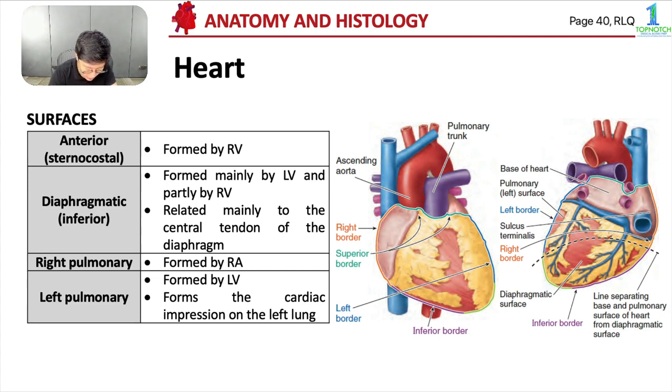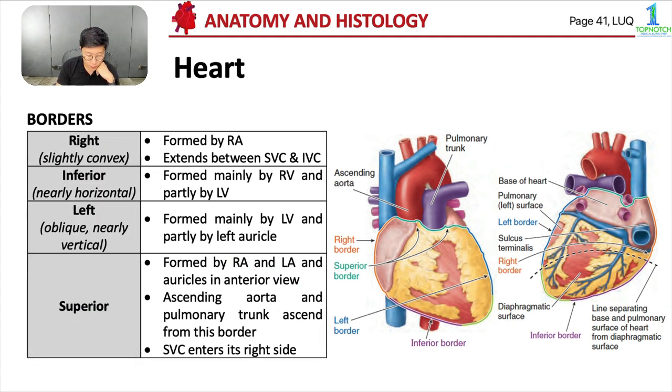You have your anterior or sternocostal surface formed by the right ventricle, a diaphragmatic surface formed mainly by the left ventricle and partly by the right ventricle, a right pulmonary surface formed by the right atrium, and the left pulmonary surface formed by the left ventricle. So the heart also has four borders. The right is formed by the right atrium. The inferior border is formed mainly by the right ventricle and partly by the left ventricle. The left border is formed mostly by the left ventricle and partly by the left auricle. And the superior border is formed mainly by the right atrium and left atrium.